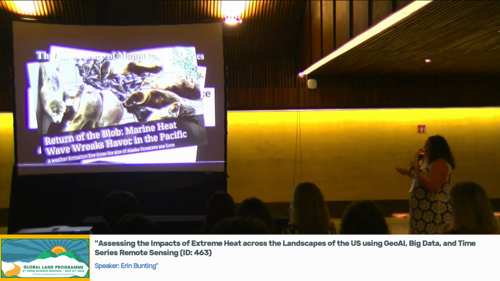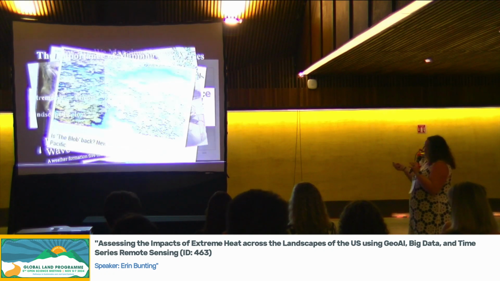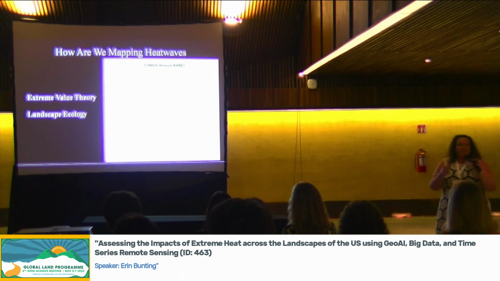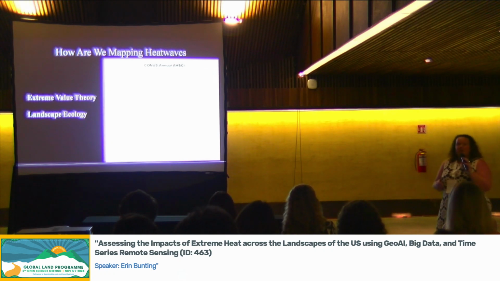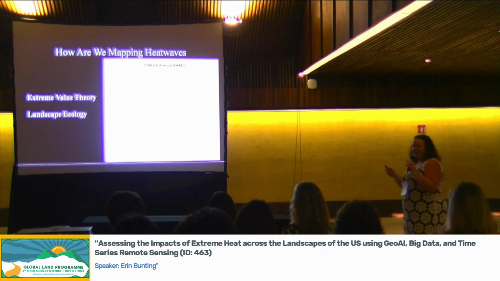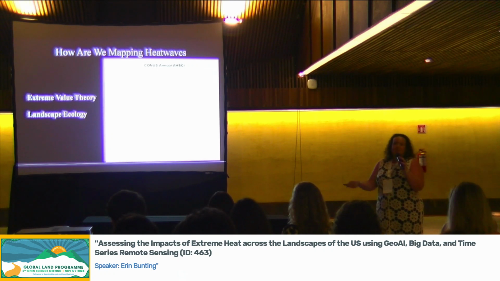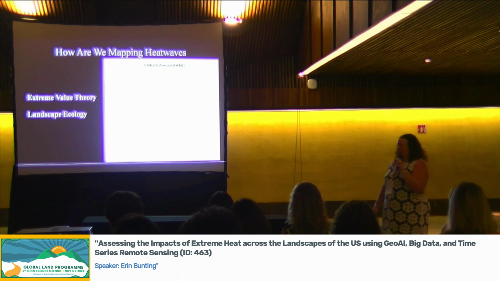And what we're doing is pulling two bodies of literature together, extreme value theory from climatology and landscape ecology, land change science, to look at duration, magnitude, patchiness, and shape of heat waves. And we're mapping those onto the landscape, developing indices that we can then use to look at changes in environmental health associated with them.